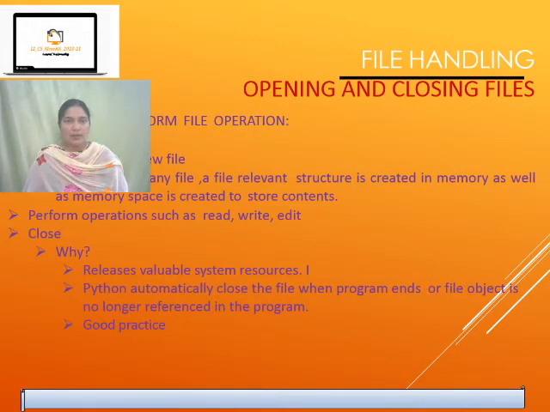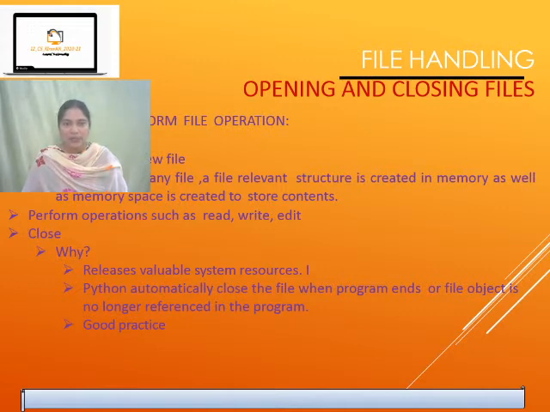Let us look at the preliminary requirements to perform file operations. First and foremost, you have to open the file. Unless you open the file, you cannot perform any operation on it. To open the file, it must exist. If it doesn't exist, you have to create it. In Python, when you use the open command, it will automatically create a new file if it doesn't exist. If it exists, it opens the existing file.